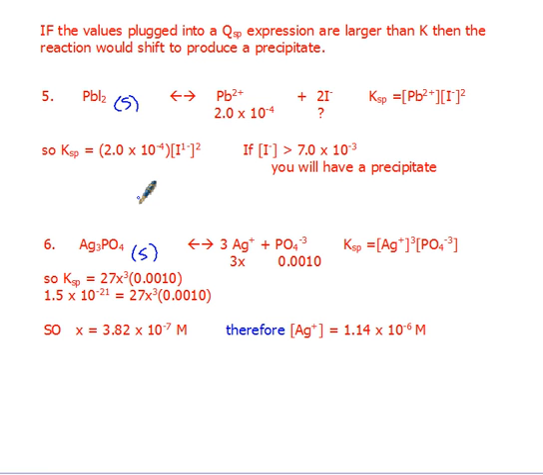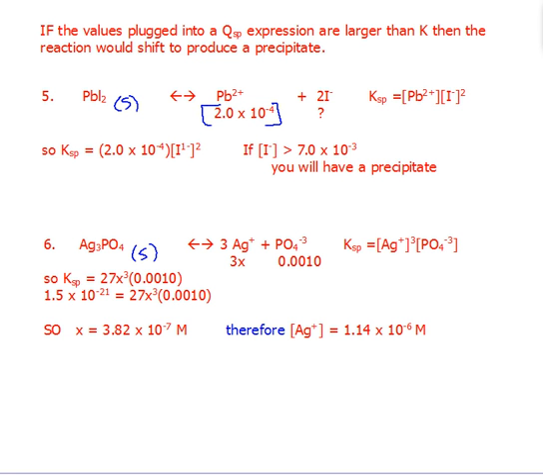They tell you the value of lead, and they ask how much iodine you would have to get to push it backwards. So I just simply plugged in the Ksp value equal to the lead times the unknown iodine, and I solved for that value, and I found that if iodine equals this, you're right at the equivalence point. So if it exceeds it, it's going to precipitate, it's going to push it backwards.